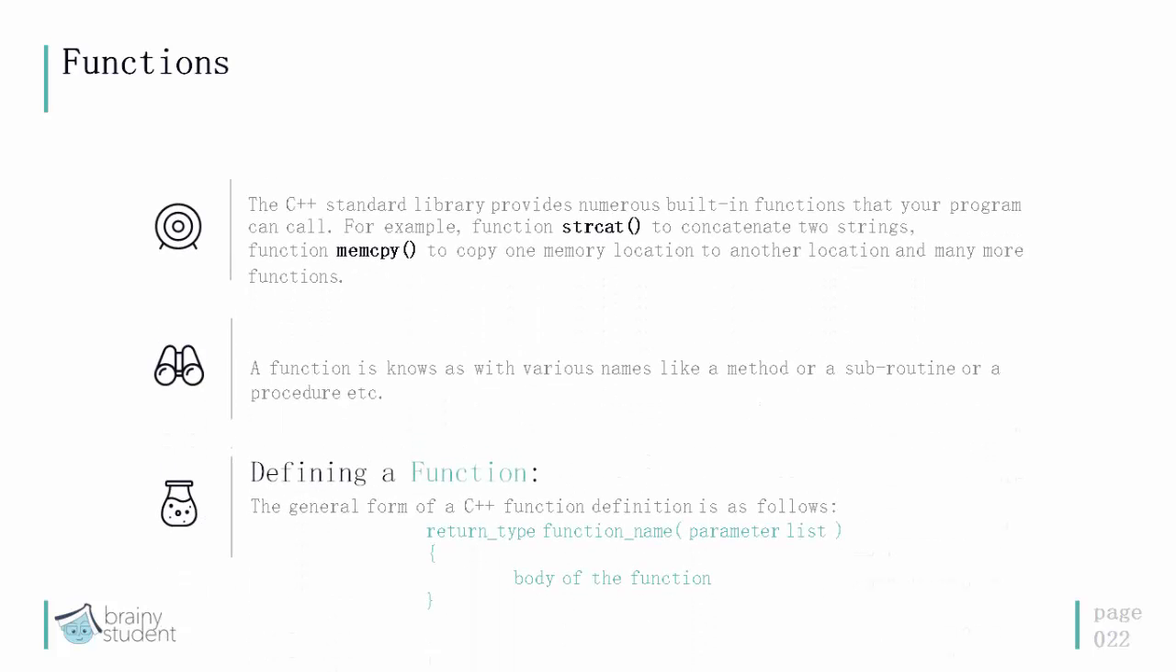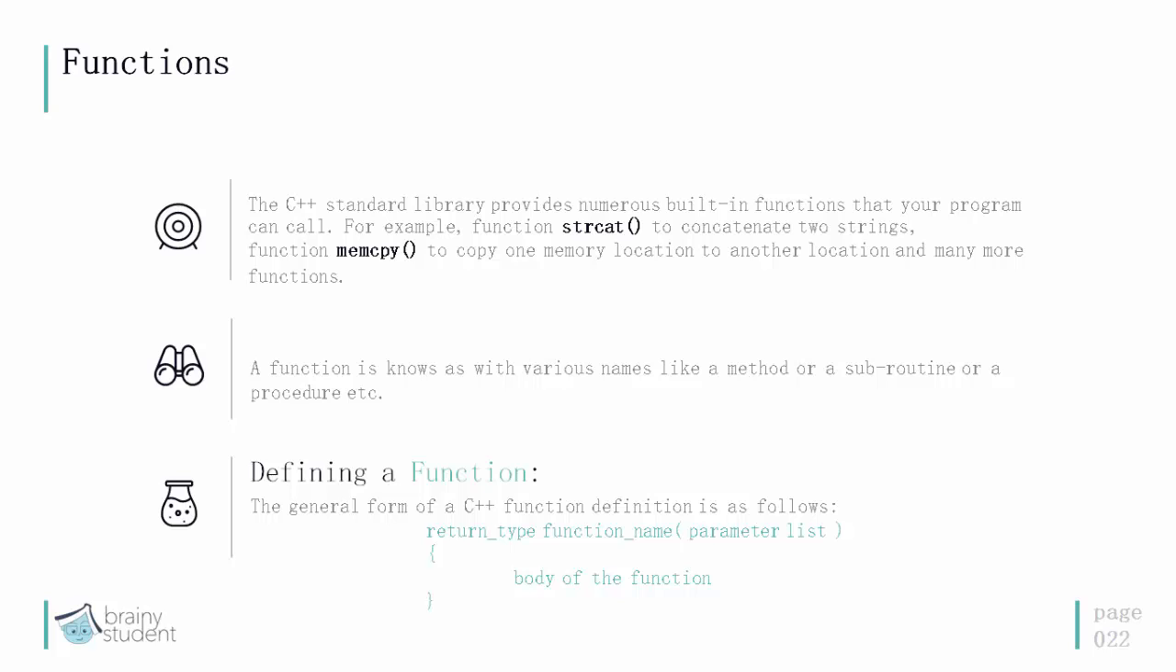In C++, the standard library provides numerous built-in functions that your program can call. For example, strcat is used to concatenate two strings. The function memcpy is used to copy one memory location to another memory location. Like this, there are so many inbuilt functions which help us to do all these tasks very easily.